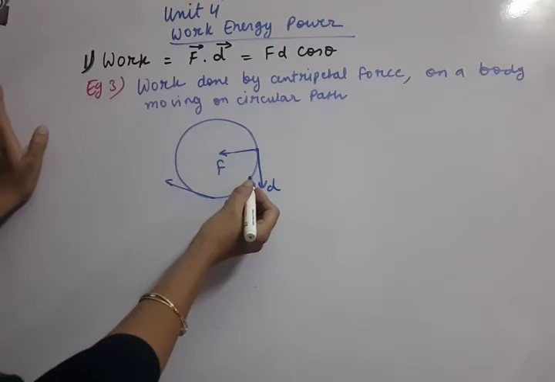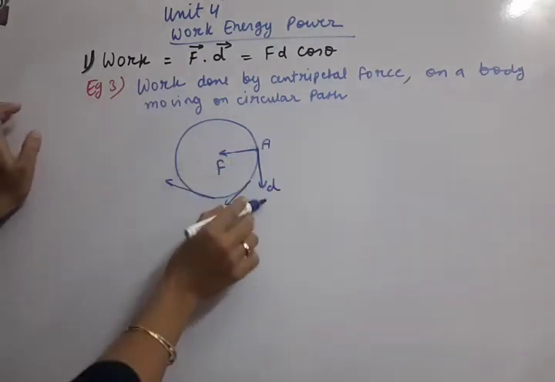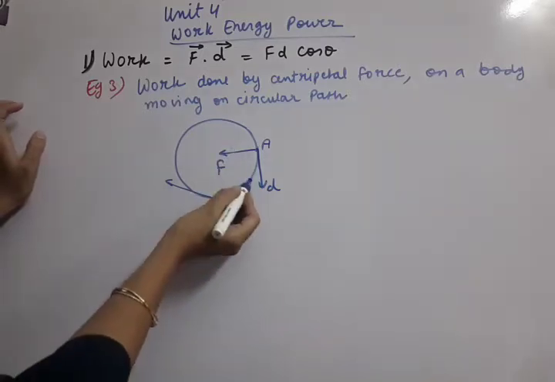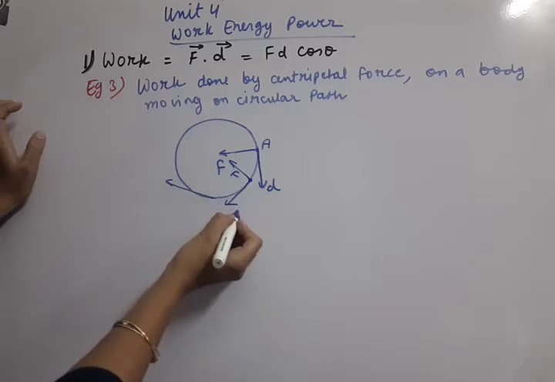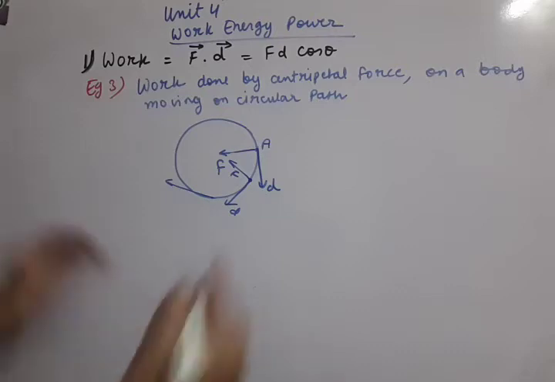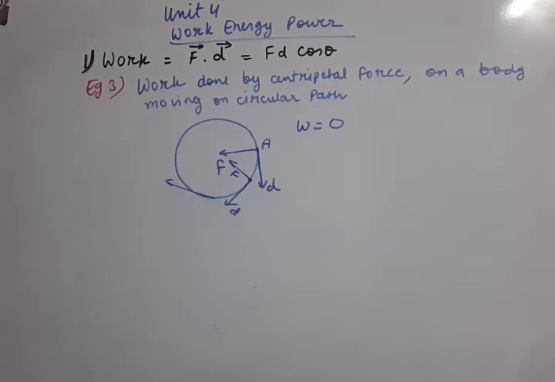Suppose this is the first position of the object A. Displacement is here, force is here. If the object has reached here, then also force is that side, displacement is this side. So every time the force-displacement pair, the angle will be 90 degrees. That's why the work done is again 0, because cos 90 is 0. So we have a number of such examples in which work is 0 because of the 90 degree angle.